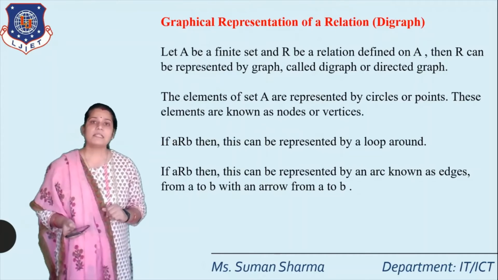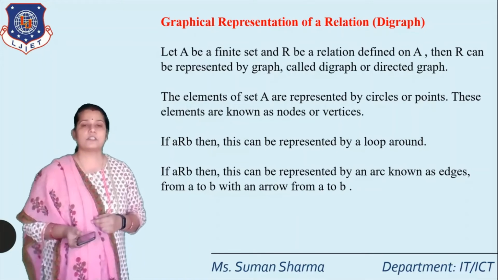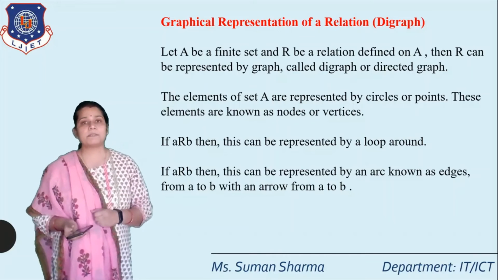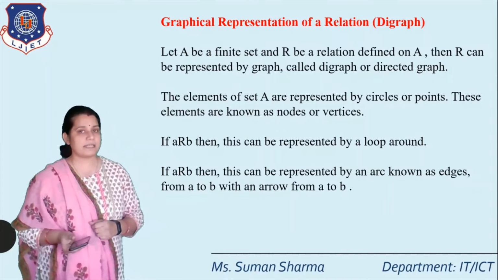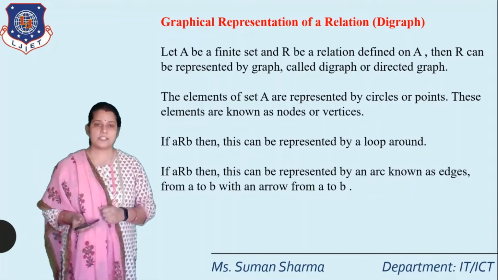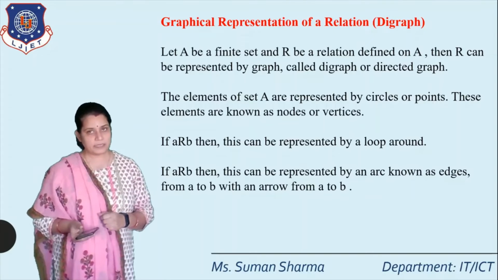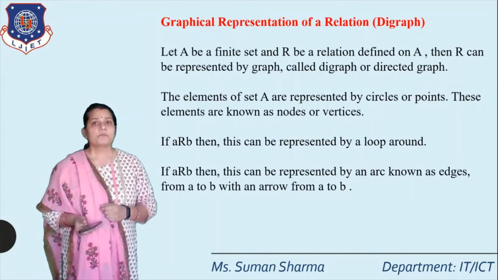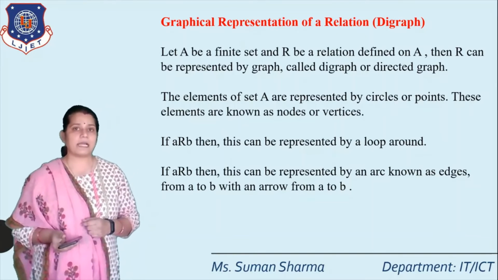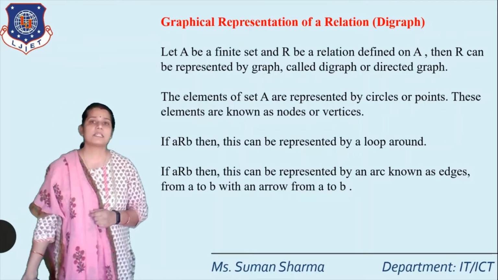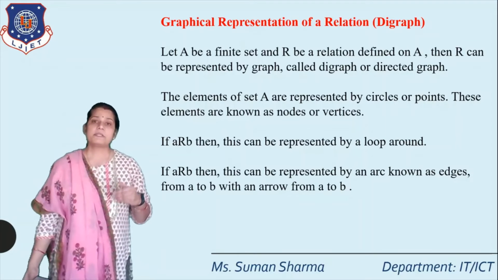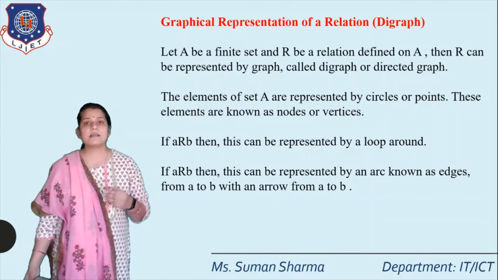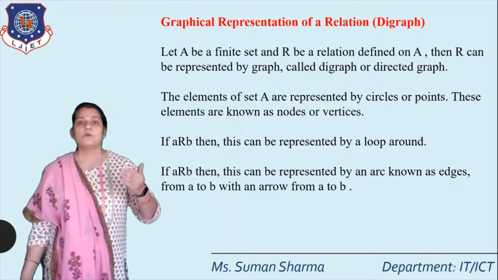Okay. Next is the graphical representation of the relation. Another name is the digraph. Okay. So let A be a set and R be a relation defined on A. Then R can be represented by a graph, called a digraph or directed graph. The elements of set A are represented by circles or points. These elements are known as nodes or vertices.